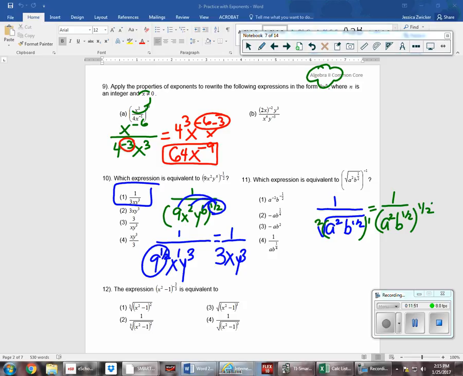So this gives me 1 over a times b to the 4th, because when you have a power to a power, you're going to distribute and multiply. 2 times 1/2 is 1, and 1/2 times 1/2 is 1/4. So that gives you choice 4.